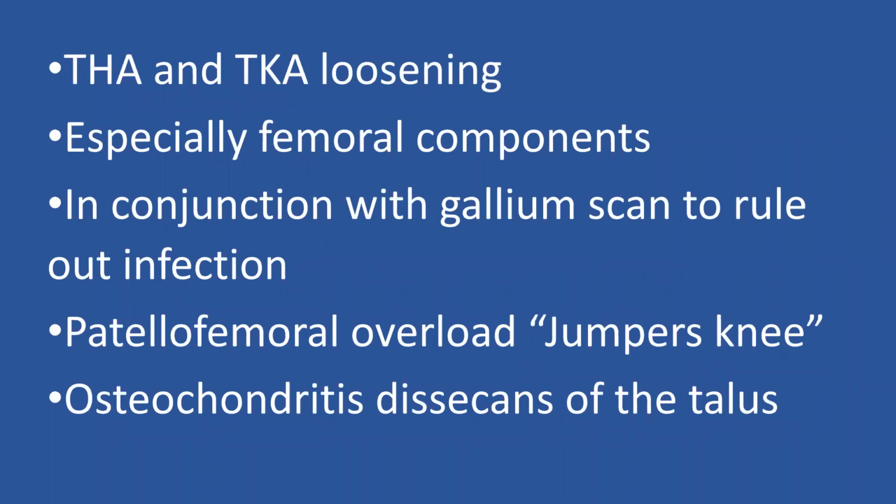Total hip arthroplasty and total knee arthroplasty is helped by letting us know whether loosening has occurred or not. It helps in the femoral components, whether they are loose secondary to infection or not. In conjunction with gallium scan, it helps in infection. In jumper's knee, it helps by telling us whether the infrapatellar tendon is associated with an increased uptake. Osteochondritis dissecans of the talus can be located.